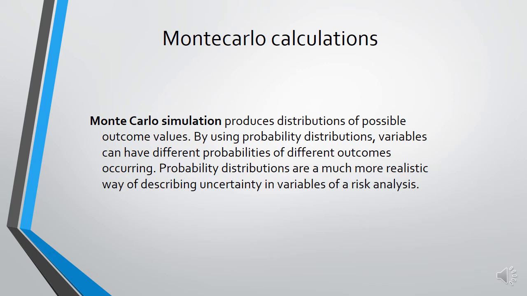Let's move on to Monte Carlo calculations. Monte Carlo simulations produce distributions of possible outcome values by using probability distributions. Variables can have different probabilities of different outcomes occurring. Probability distributions are much more realistic ways of describing uncertainty in variables of a risk analysis.